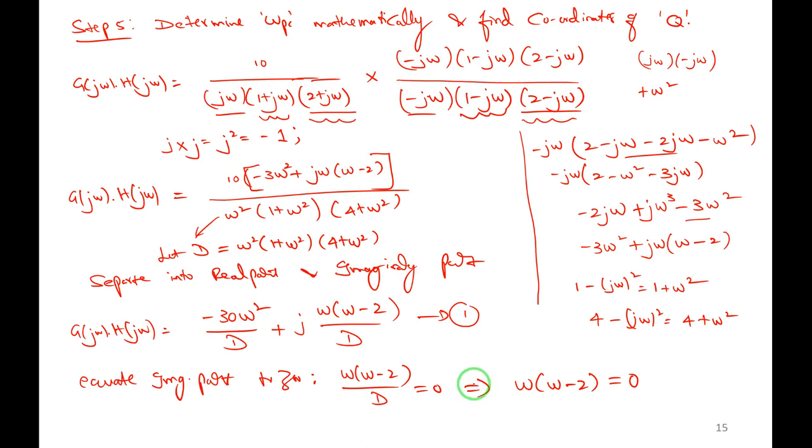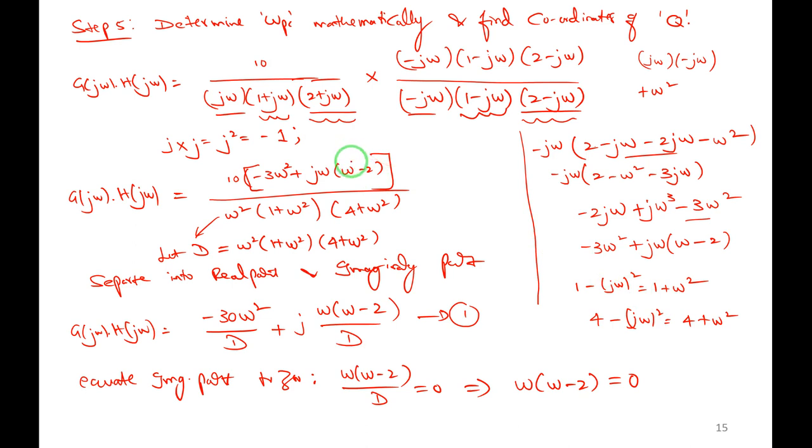What is that mistake? Can anyone tell? J omega into omega square minus 2, sir. J omega into omega square minus 2, right? Yes, sir. I don't know where I have made the mistake here. Omega square, how will it come?